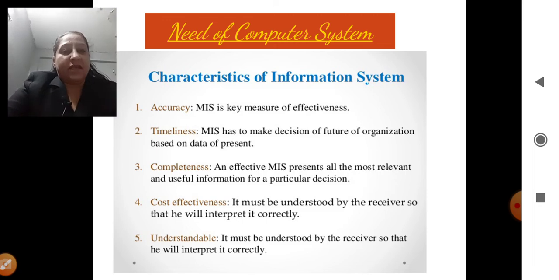100%. The next point is timeliness, that is, we are able to make the decisions of an organization based on the data of the present. You should know that today computers are able to take many major decisions on their own. How do computers help in taking decisions, and it saves our time. A mall is running with online shopping. As soon as a transaction is done, a person ends up buying the bill.